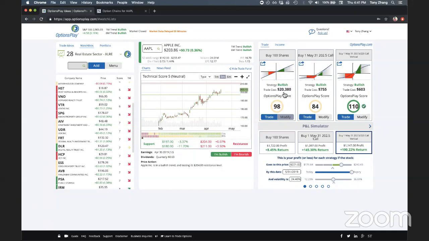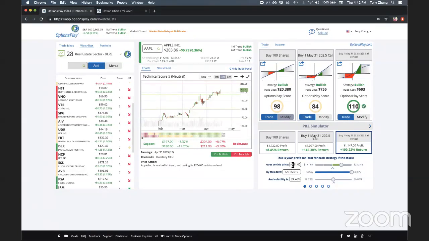So buying 100 shares of Apple costs you $20,000. Buying a single call option only costs you $755. As you can see here, buying that 202.5 call, which is the at the money call, cost me $755. Here on the vertical, I'm buying the 202.5 call, but automatically I'm going to sell the 220 call against that, because the 220 call has roughly about a 15% chance of hitting that price or higher. So relatively small price. And notice how I'm able to reduce my cost basis from $755 down to $603. So I'm saving about $150 on that specific trade.